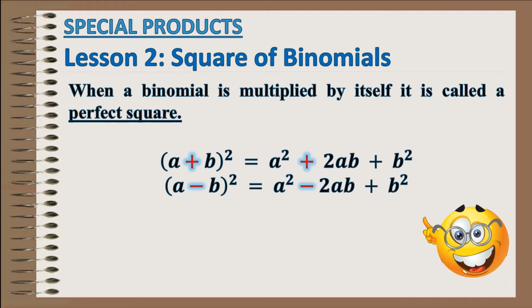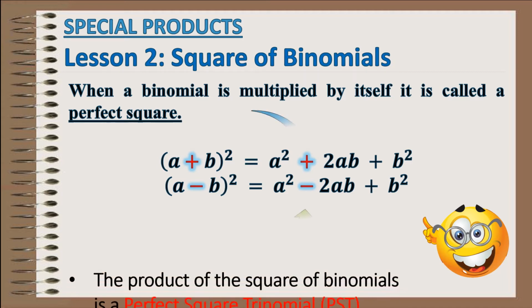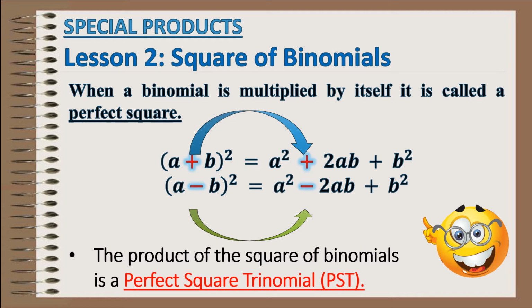When a binomial is multiplied by itself, it is called a perfect square, such that the quantity of a plus b closed quantity squared is equal to a squared plus 2ab plus b squared. The other one is the quantity of a minus b closed quantity squared is equal to a squared minus 2ab plus b squared. The product of the square of binomials is a perfect square trinomial.